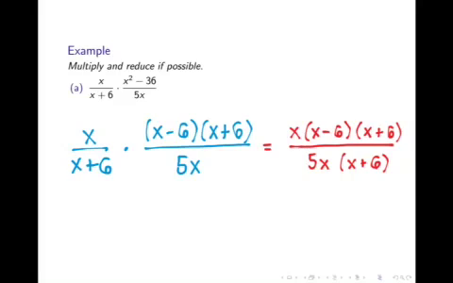Then step 3 is to cancel any common factors. So one common factor that I have is x plus 6. The other common factor that I have is this x. And I'm left with x minus 6 over 5.